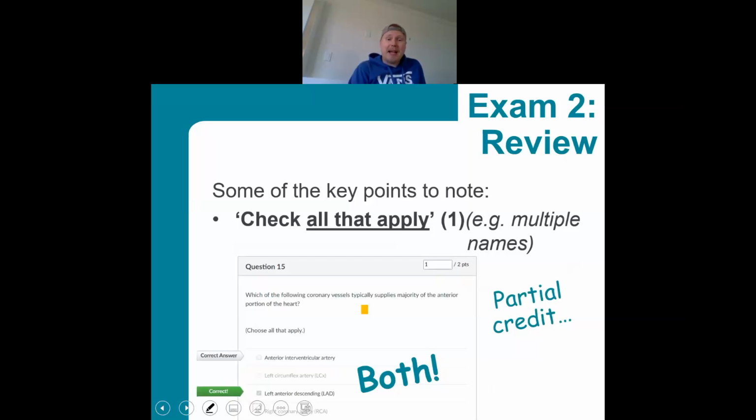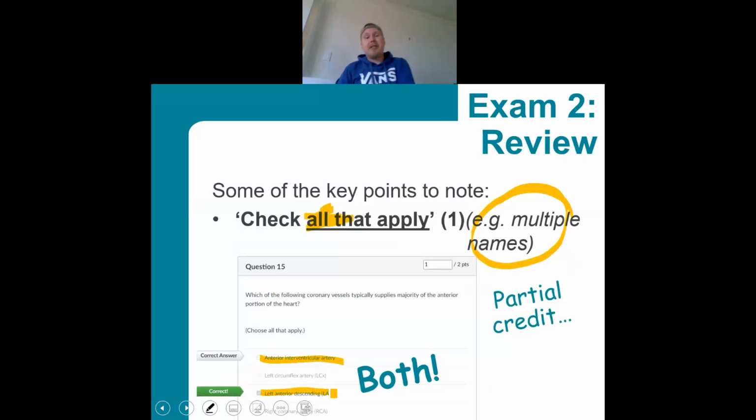Sometimes you have questions where I'm asking you to check all that apply. So there might be multiple answers that are correct. Some structures, you remember, had multiple names. So for example, here, I was looking for the supply of the anterior portion of the heart, which is of course the anterior interventricular artery. But in addition, the other name that I taught you was the left anterior descending. They're the same thing. So ideally, for full marks, you would have chosen both of them. But if you only chose one, you got partial credit regardless.